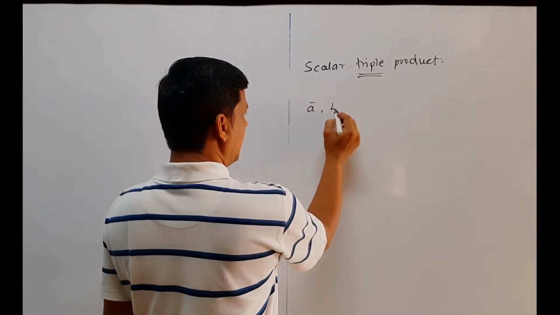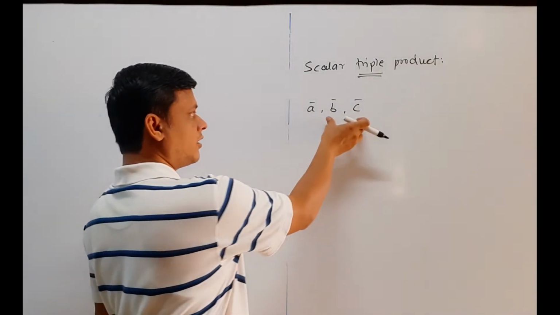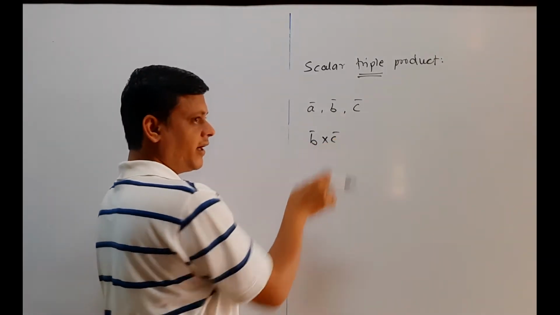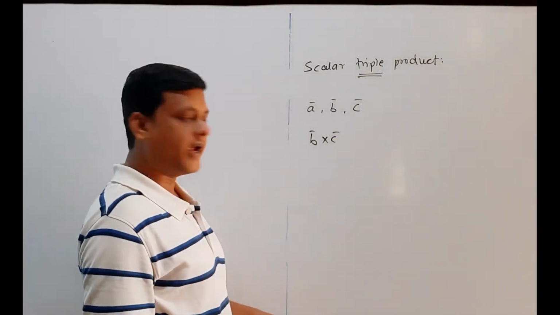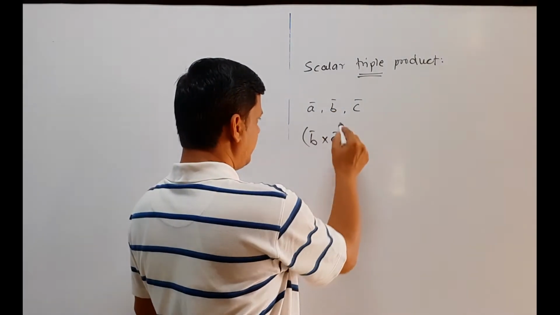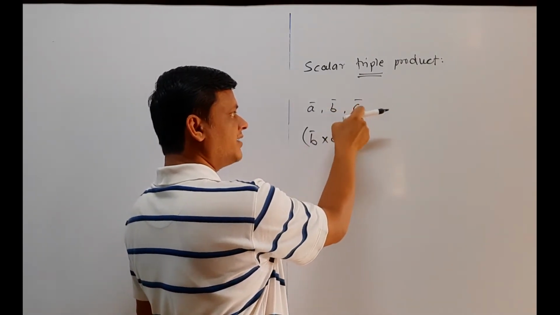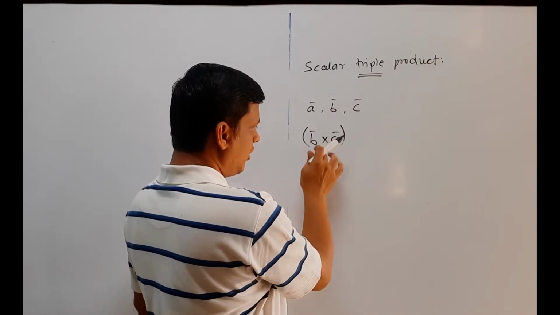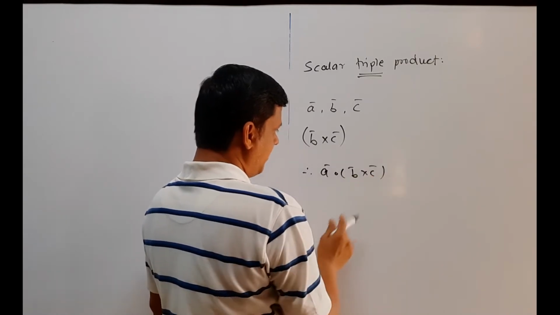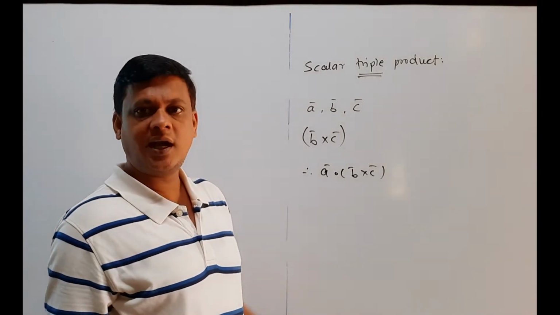If three vectors are a bar, b bar, c bar, we know that when we take the cross product of any two vectors, suppose b bar cross c bar, then the vector obtained is perpendicular to both b bar and c bar. Now this vector b bar cross c bar is perpendicular to both these vectors b and c. When we take the dot product of this perpendicular vector b bar cross c bar with vector a, this product is called scalar triple product.